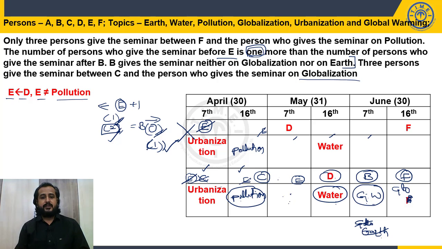I cannot take globalization before C because one of these 2 is C, and before C I need 3 gaps and globalization, which is not possible. So the only possibility is after. So it is globalization. So what is the remaining? Earth. So E gave seminar on earth. And who is the remaining person? A. So A gave seminar on urbanization. So these are my final arrangement: A urbanization, C pollution, E earth, D water, B global warming, F globalization.